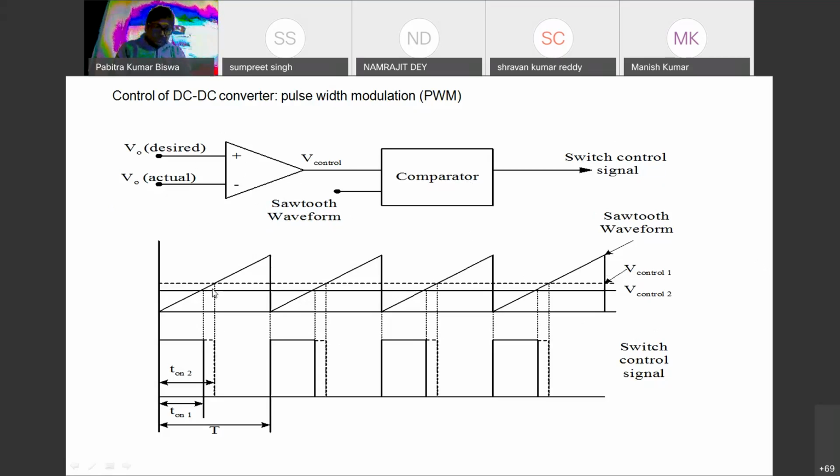Then you have to change this control voltage, comparing it with the sawtooth waveform. Then we get the gate pulse. That means the on period will change as the control voltage changes. We have to design this also, by hardware. I have already designed one or two or three PWM controls for my setup.